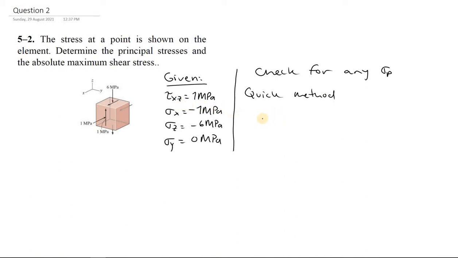When we have been given a shear stress, so shear stress in the XZ, we can already from here know that we will have a principal stress in Y. So the way I would do it, I would just check, is there any axis missing from our shear stress? In this case, we don't have a Y in the shear, which means the normal stress in Y would then be a principal stress.